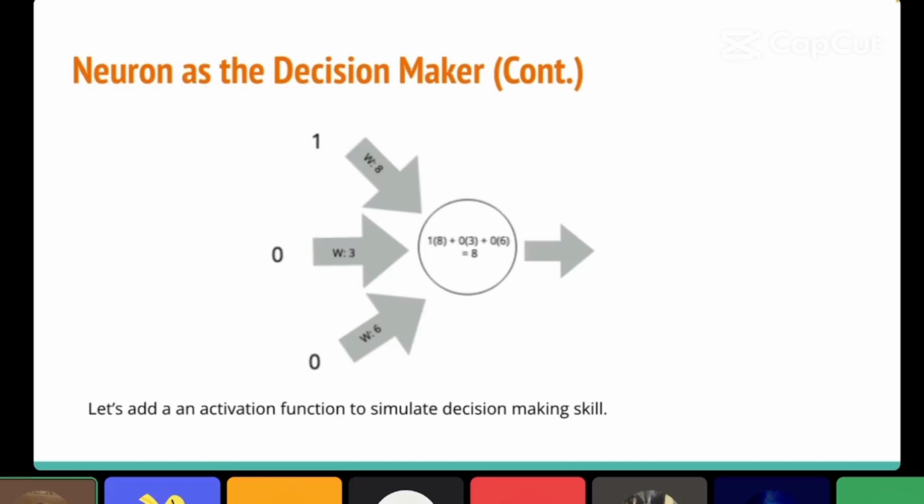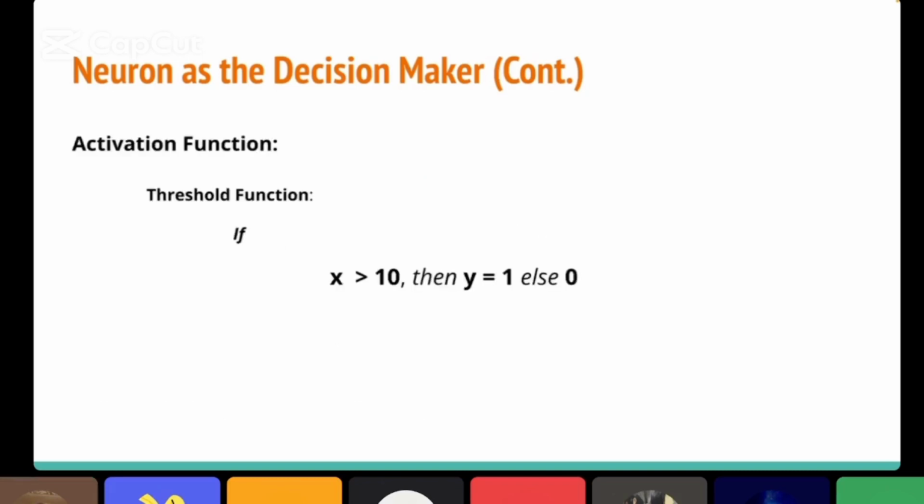You can imagine this activation function as a kind of gate that outputs 1 whenever some sort of criteria is met, and the output is 0 whenever the criteria is not met. Okay, so that's going to be our activation function.